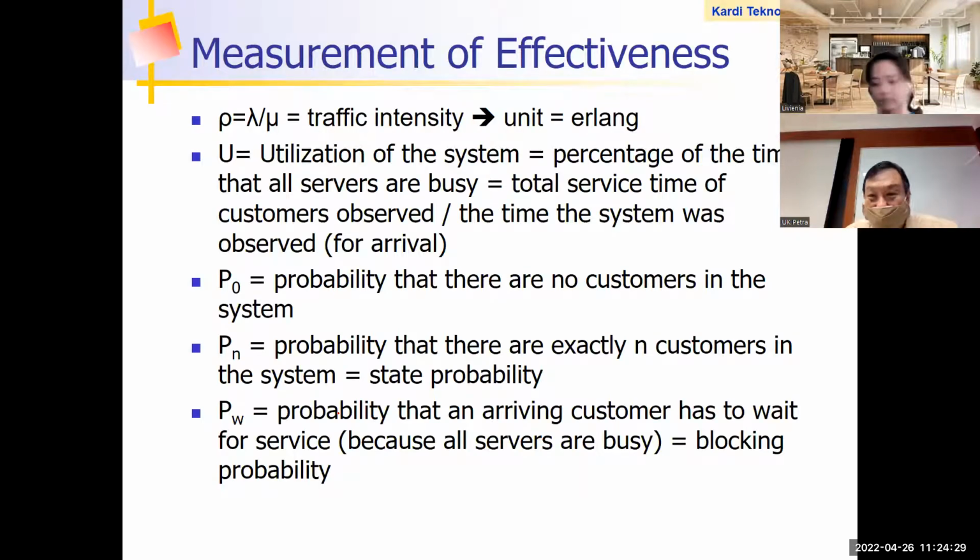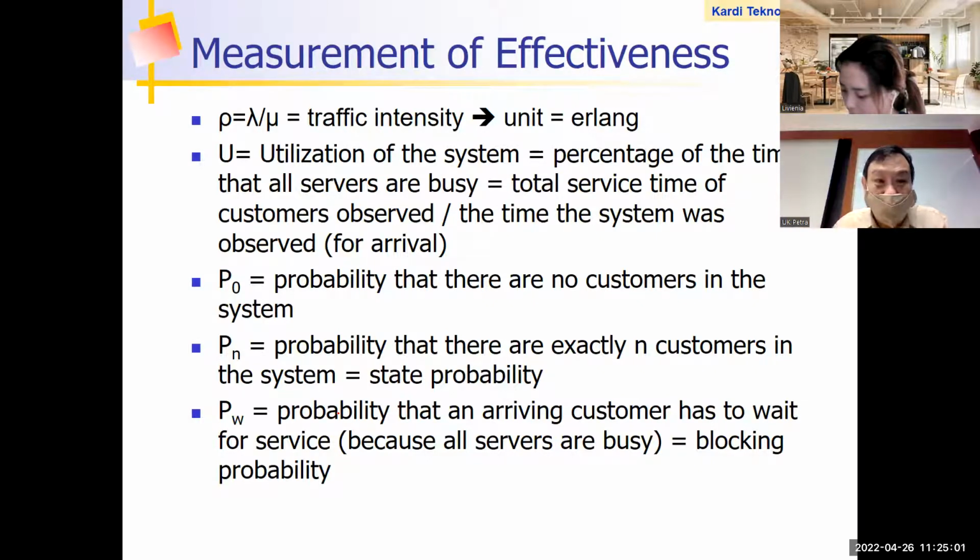Next is the output. We talked about the input already, so we talk about the output now. What are the outputs? Lambda per mu. Lambda is the input, the arrival rate. Mu is the service rate. If you divide lambda by mu, we call this rho. There is a unit for this: the Erlang, named after the founder of queuing theory. This is called traffic intensity.